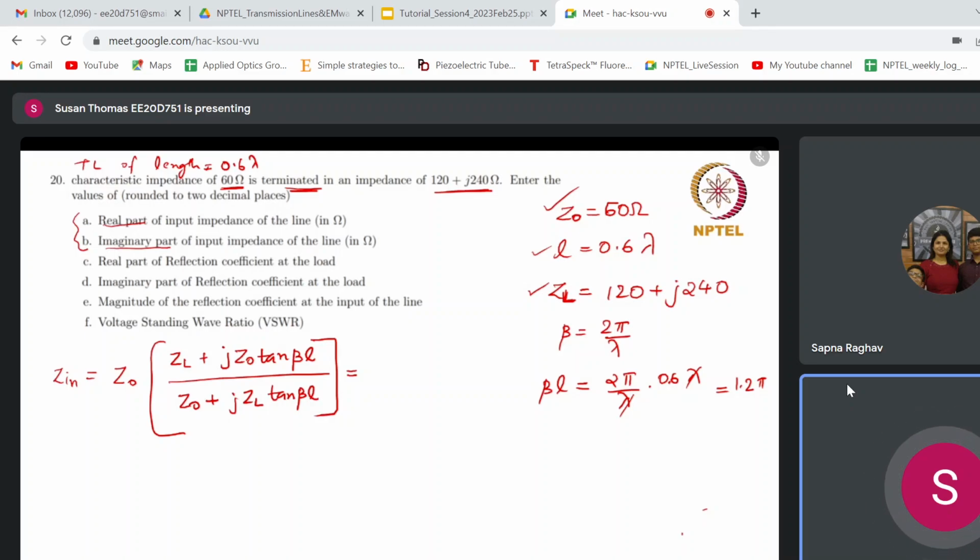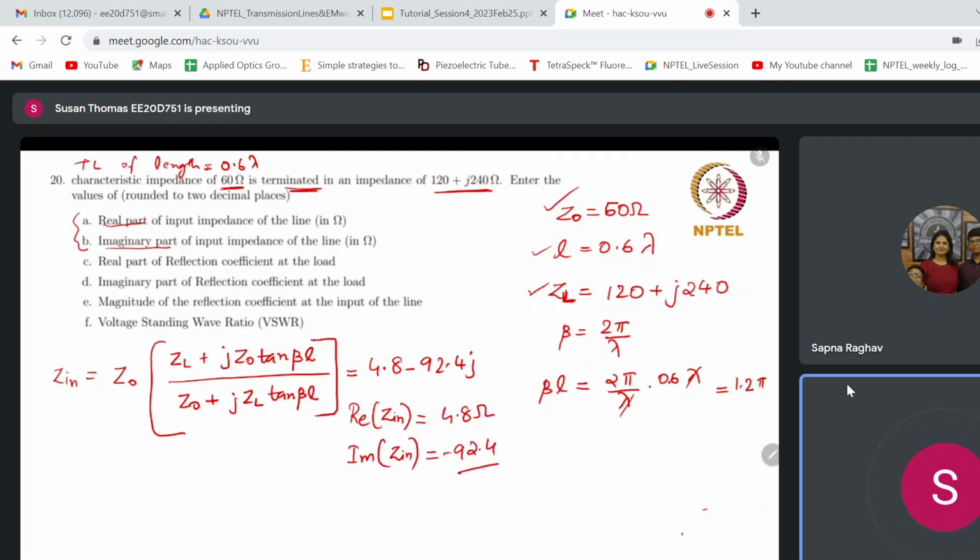I think it takes some time. For the interest of time, I'll just give the answers. Real part of Zin: you will get 4.8 minus j92.4. Please do try. The real part will be 4.8 and the imaginary part will be minus 92.4.